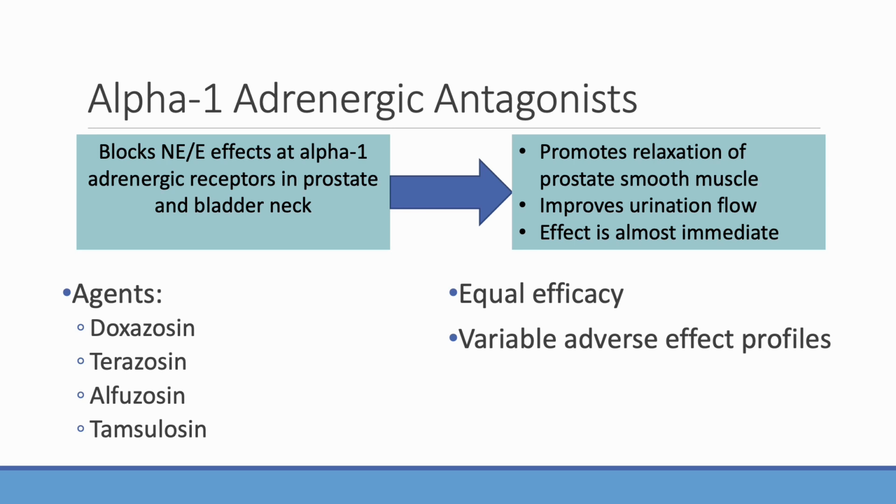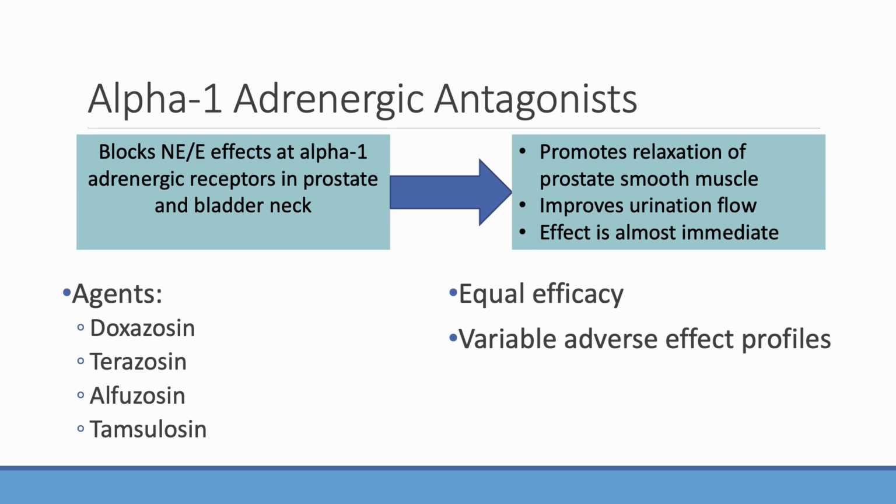So the alpha-1 adrenergic antagonist will block norepinephrine and epinephrine effects at alpha-1. So this is located in the prostate and the bladder neck. This will promote relaxation of the smooth muscle of the prostate, improve urination flow, and the effect is almost immediate, which, if you'll remember, we haven't really seen the effects be immediate with some of the agents that we've discussed in the various lectures. So anything that has an immediate effect can be very beneficial to patients who are having increased symptoms related to their condition, such as BPH in this case.